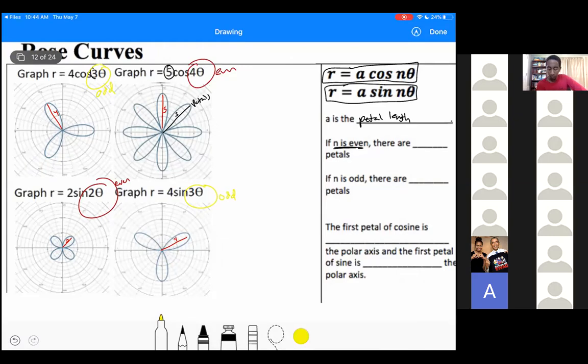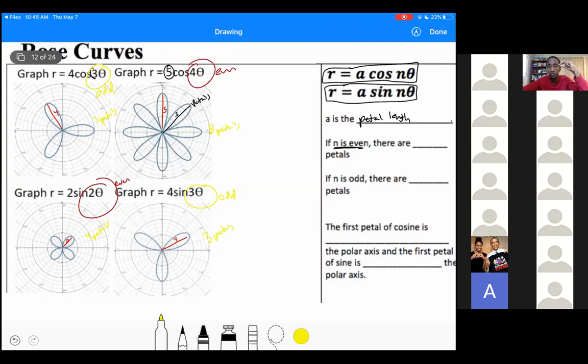When n is even, you have an even amount of petals. Okay, so when n is even, you have an even amount of petals because this is even. This one has 8 petals, right? This one has 4 petals. Okay, what else? When n is odd, you have an odd number of petals. Okay, so here we have 3 petals. Here we have 3 petals. What else? So when n is even, you're going to have an even number of petals. When n is odd, you're going to have an odd number of petals.